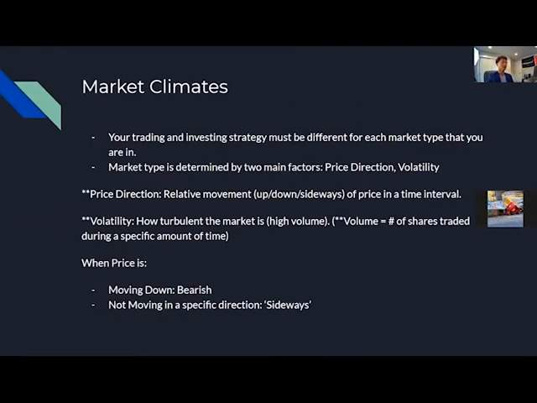So yeah, there are 6 different specific market climates, and your trading and investing strategy has to be different for each market type. A lot of people come up with a trading system that only applies to one specific market climate. Market climate, or market type rather, is determined by 2 main factors, which include price direction and volatility. Obviously, by the name, price direction suggests the relative movement, which can be up, down, or sideways of a price in a time interval.